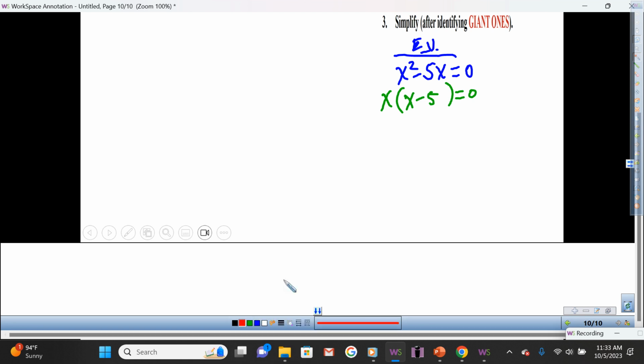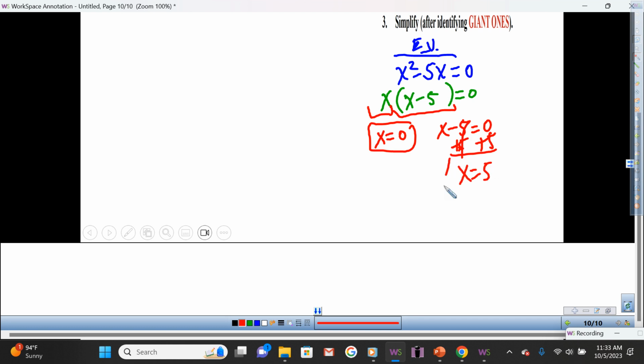Next, this times this equals 0. So what should I write next? If this times this equals 0, what do I write next? Dom? That is correct. Each of those equal to 0. It's our ZPP, yes? So, one of them's already solved. The other one, plus 5 plus 5, x equals 5.